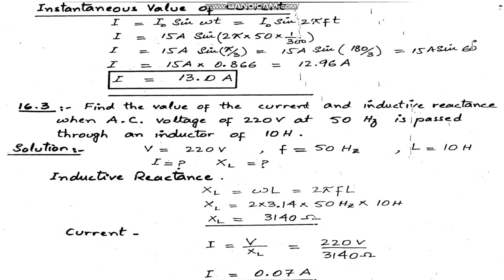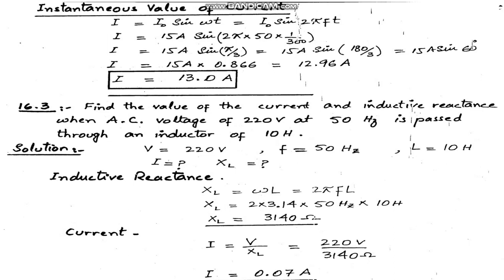Number 3. Find the value of the current and inductive reactance when alternating current voltage of 220 volts at frequency 50 Hz is passed through an inductor of 10 H. We want to find the current and inductive reactance. So solution, voltage V 220, that is given in the question, frequency f, that is 50 Hz, that's given in the question, inductor L, that is 10 H, that is also given in the question.